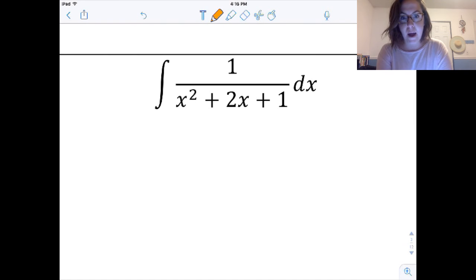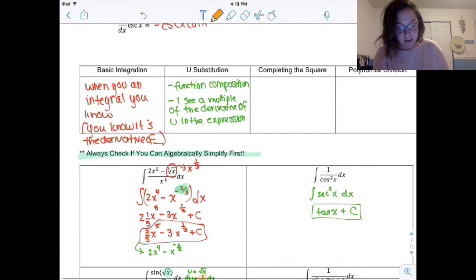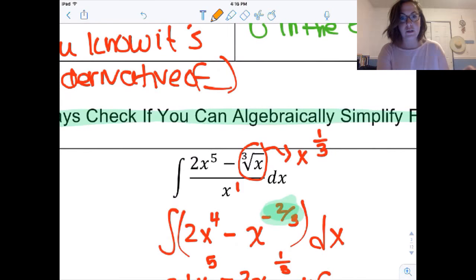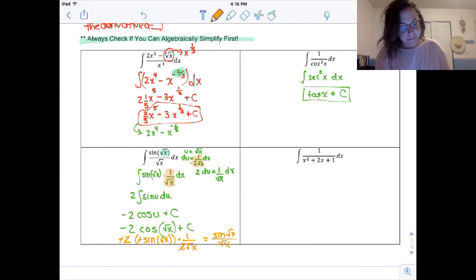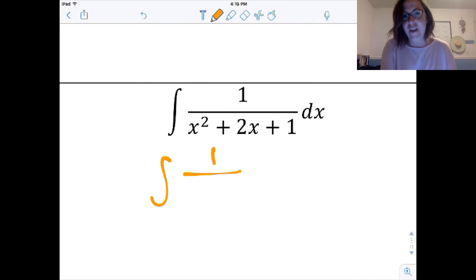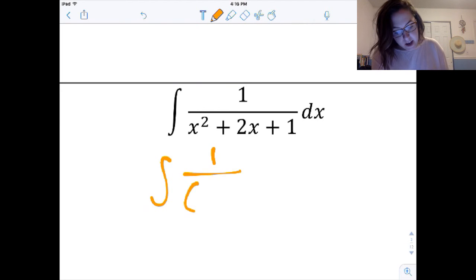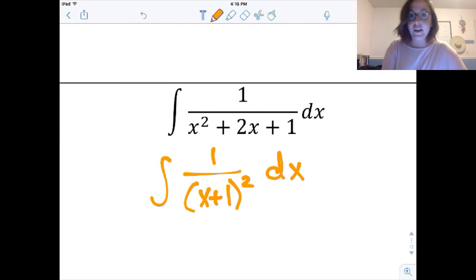So this is where we're going to go back to this tip here. Always check that you can algebraically simplify first. Check it, right? See what happens. So let's say I do that. I would have the integral of 1 over, well, I can at least factor the denominator, right? This is x plus 1 times x plus 1, or x plus 1 quantity squared. So here's why trying to complete the square here might get you into a little trouble. The square is already complete. It doesn't really get you anywhere because you already have a completed square.